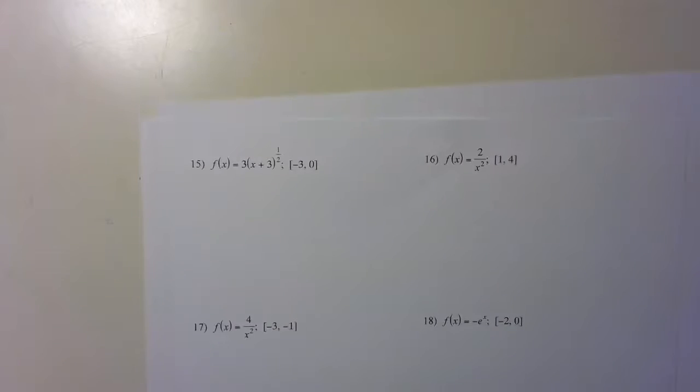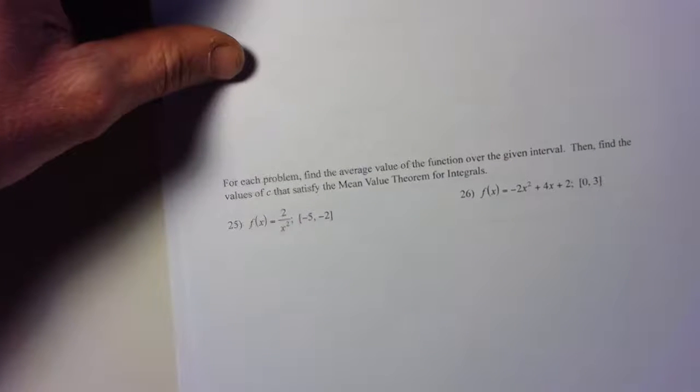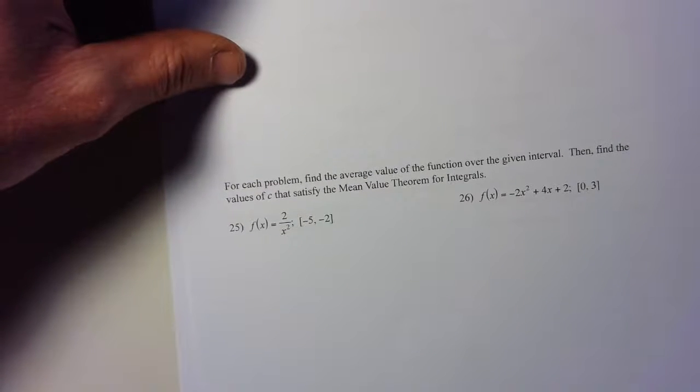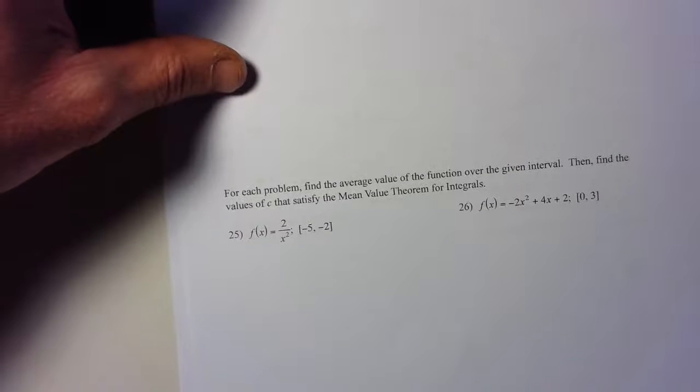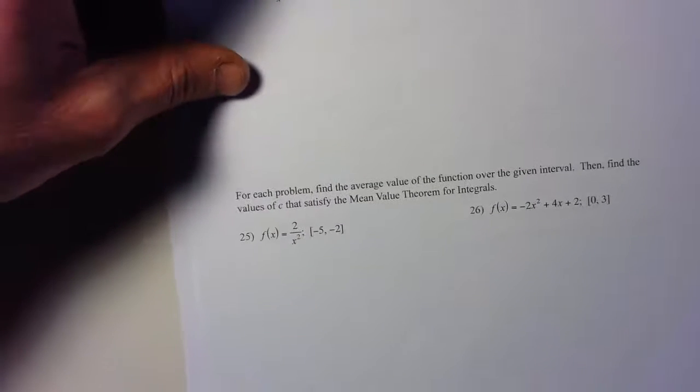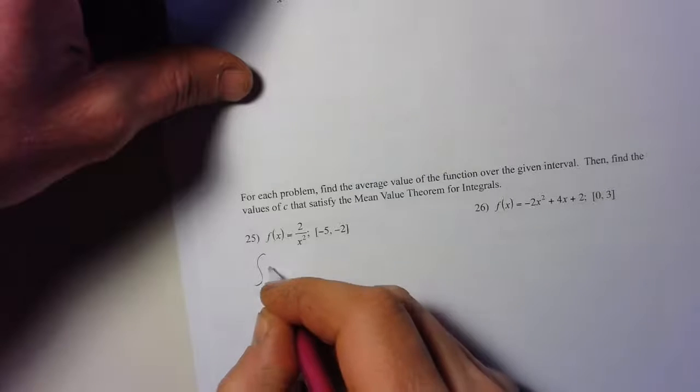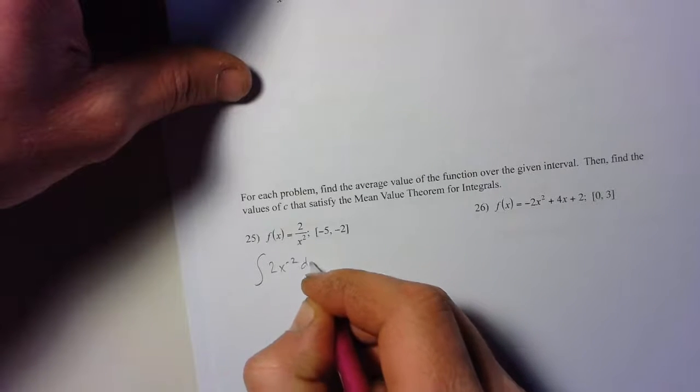Let's look at a later problem here, something like number 25. For each problem, find the average value, then find the values of c that satisfy the mean value theorem of integrals. This starts the same way. I'm going to write this as 2x to the negative 2.